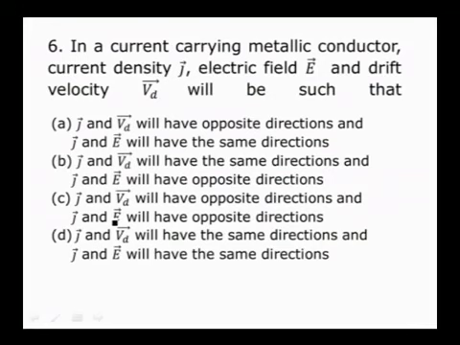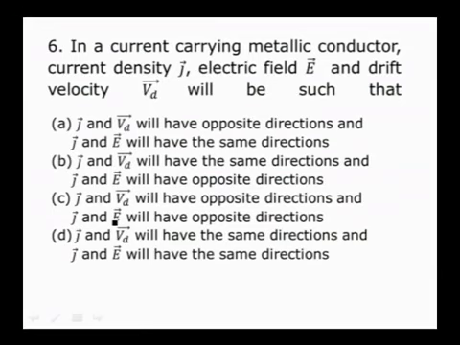In a current carrying metallic conductor, the current density J vector, electric field E vector and drift velocity Vd will be such that, we are given four different options. First option, J and Vd in opposite direction and J and E in the same direction. Second option, J and Vd in the same direction, J and E in opposite direction. Option C, J and Vd in opposite direction and J and E in opposite direction. Fourth option, J and Vd in the same direction, J and E in the same direction.